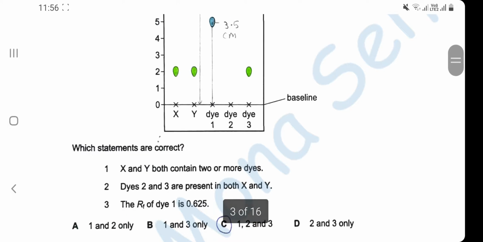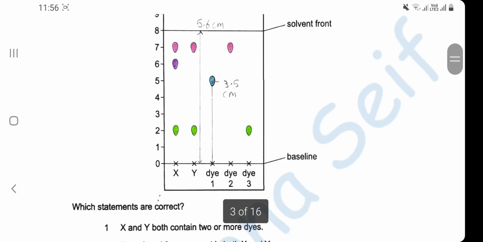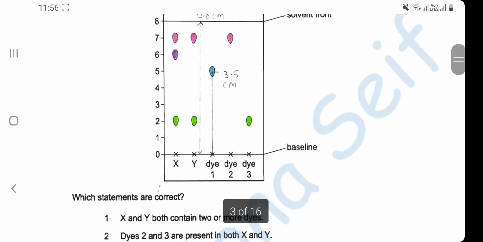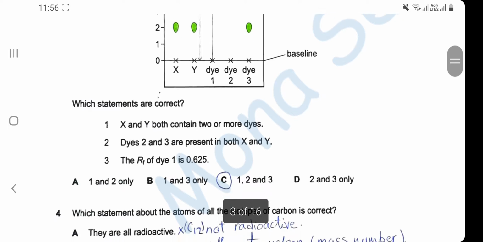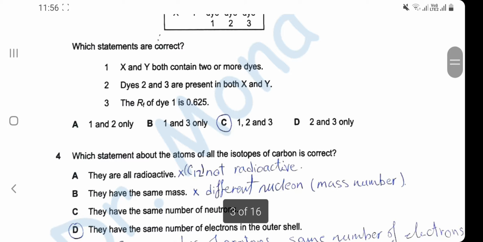The Rf value for dye 1 is 0.625. To do this, you have to measure the distance traveled by the spot of dye 1. This is shown as a blue spot. Distance traveled, I measured here with a ruler, 3.5 centimeters, and distance moved by the solvent until the solvent front is 5.6 centimeters. You will divide 3.5 by 5.6, you will get this answer 0.625. So the third statement is also correct, and the answer should be C. 1, 2, 3 are correct.